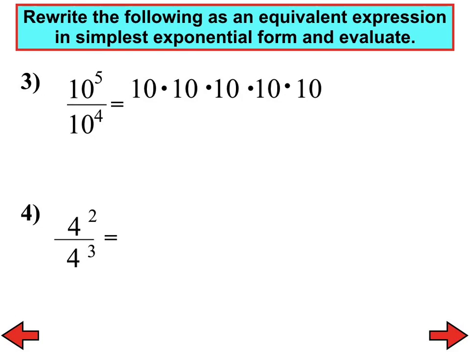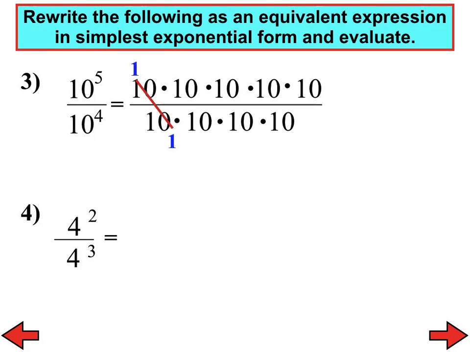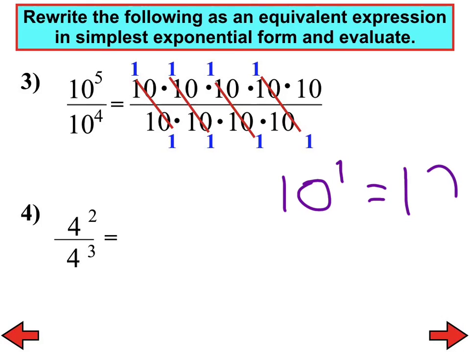Kathy's correct. This is 10 times 10 times 10 times 10 times 10 divided by 10 times 10 times 10 times 10. So everything becomes 1 except for the last one. So we just have 10. You could write it as 10 to the first power, but that just means write 10 once. So there you go. It's just 10.